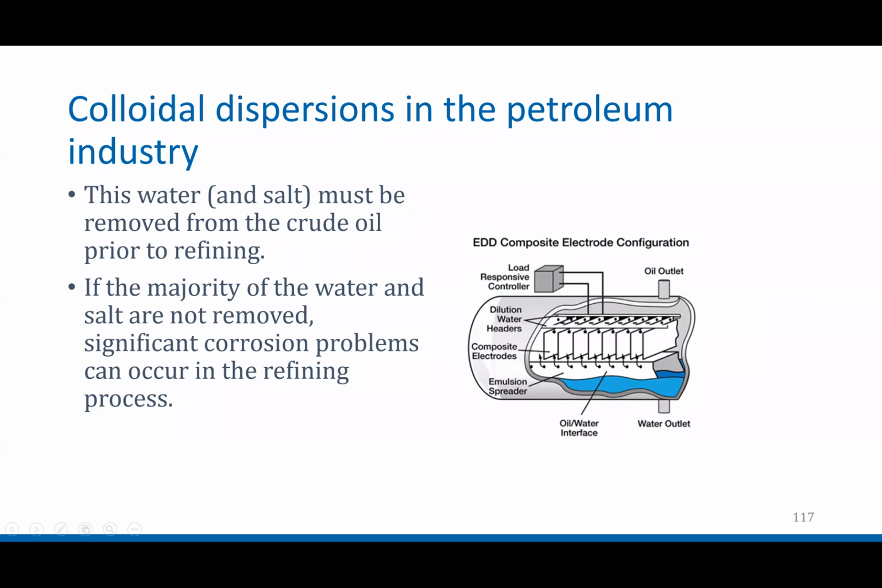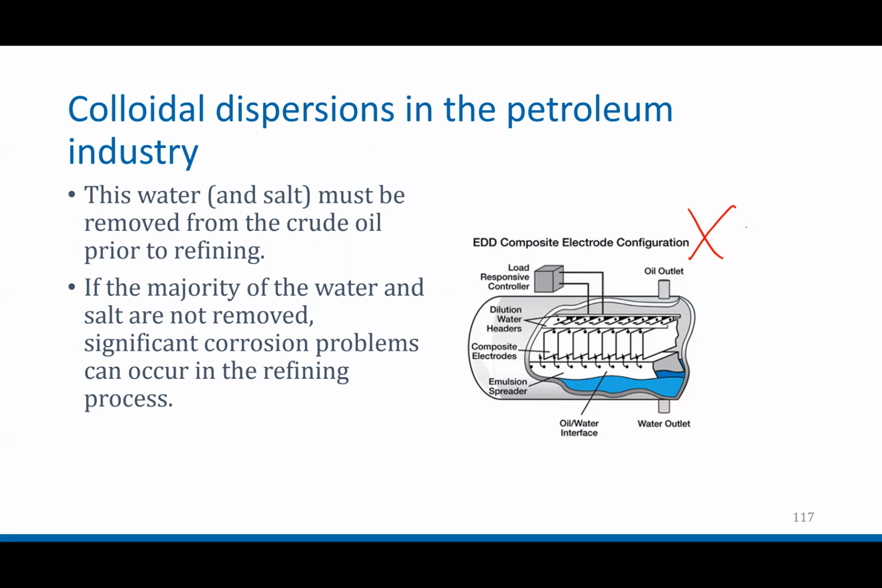So this is an example. Obviously, you do not need to memorize this, but this is an example using electrochemistry. This is an electrode configuration where they use electrochemistry, or electricity really, to separate the polar water molecules from the oil.